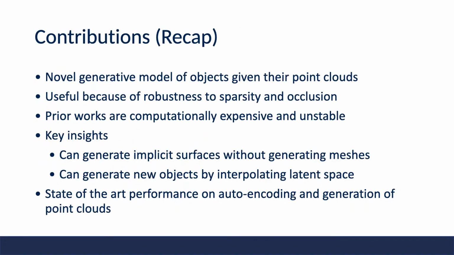Just to give a quick recap, again, this is a novel way of trying to represent 3D objects using their point clouds. It's able to deal with sparsity very well, and it's also, in theory, very computationally efficient. Some things to take away: we're able to generate implicit surfaces without the need to generate meshes, and we're able to generate new objects fairly well by interpolating the latent space. And of course, we've achieved state-of-the-art results on auto-encoding and generation of point clouds.